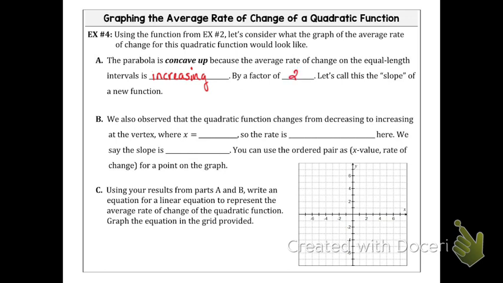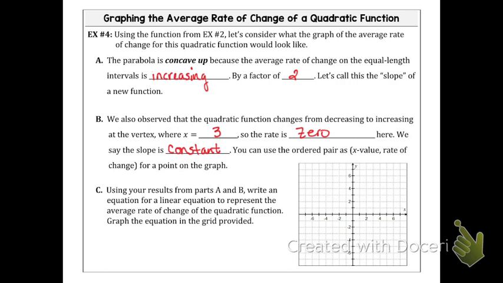So let's call this the slope of the new function. We also observed that the quadratic function changes from decreasing to increasing at the vertex, which was where x equaled 3. So the rate there is 0. Remember, our rate of change at that vertex or at that turning point is 0. All right, we say that the slope is constant at that point. You can also use the ordered pair, your x value, comma, your rate of change for a point on the graph.